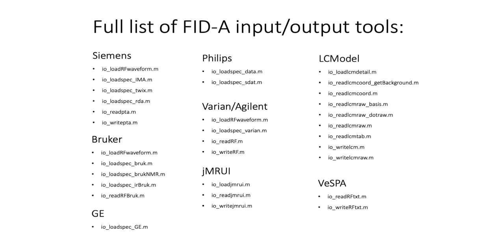Next, I'm going to show you a list of all of the different tools or functions that exist in MATLAB in each toolbox. So this is a list of all of the functions in the input-output tools, and I've organized them here by vendor type. So here are tools for reading and writing data in Siemens format, Bruker format, GE, Philips, Varian Agilent, and then you can also read and write data in the formats of analysis software like jMRUI, LCModel, and Vespa.